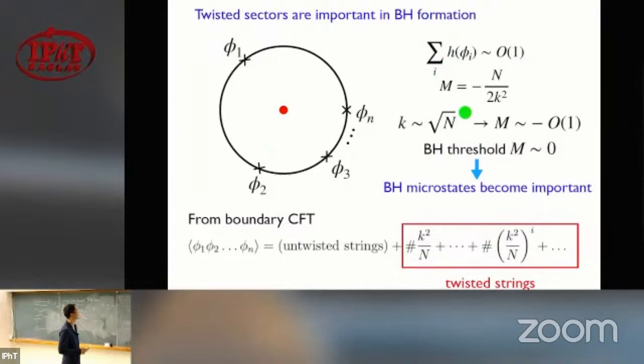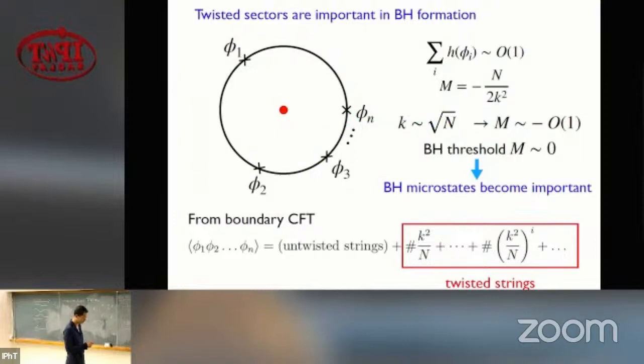And the background has this ADM mass. You can see here, k is the parameter in the Z_k orbifold. When k goes as square root of n, then the ADM mass goes like order one here. So if you look at this correlation function in this background, when k goes as square root of n, then you will see the energy is enough to create a black hole. So you will meet the black hole threshold. So it seems to say that the black hole microstates become very important to understand this correlation function when k is big enough.